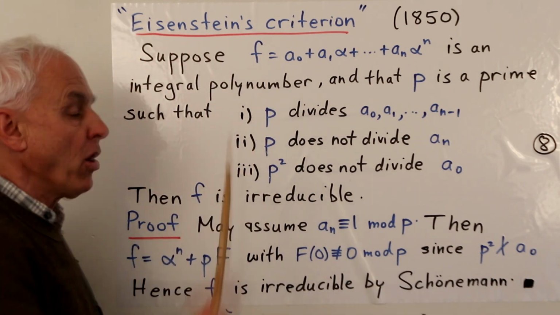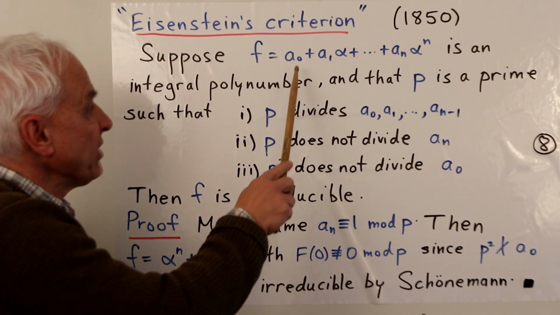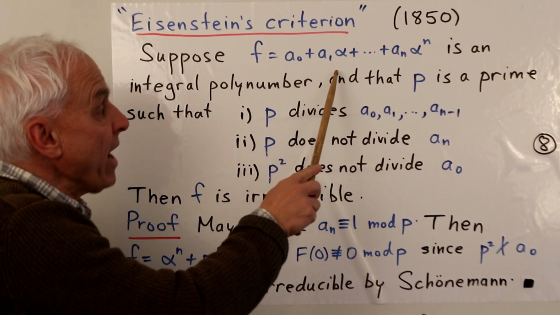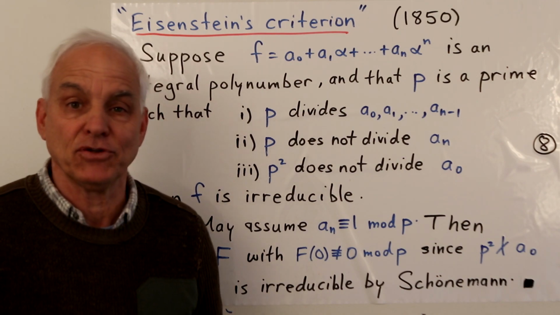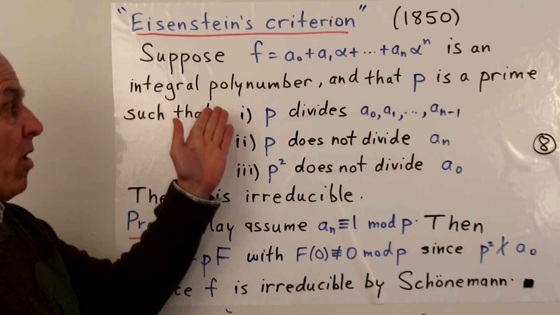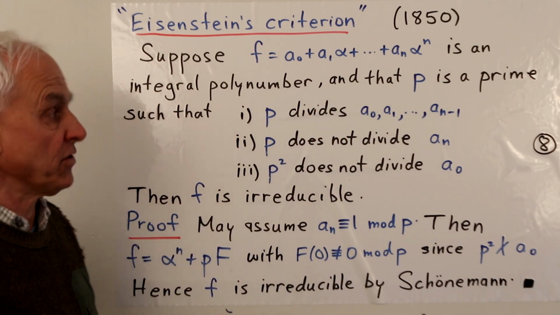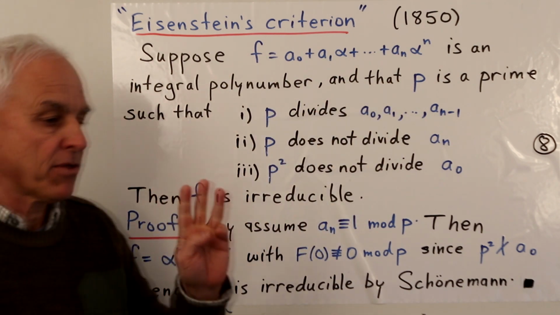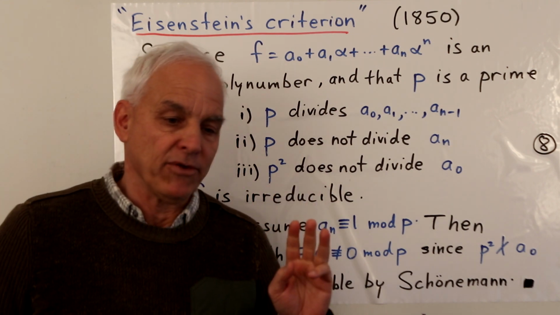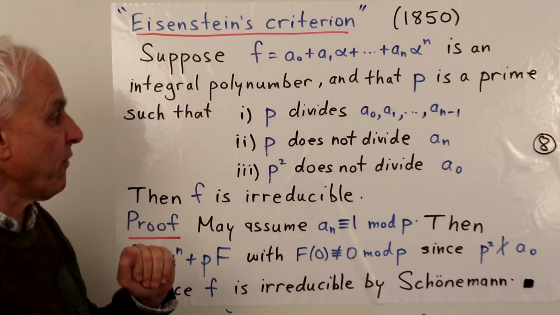We're given a Pauli number f explicitly as a0 plus a1 alpha plus all the way up to a sub n alpha to the n. And this is an integral Pauli number, so these are all integer coefficients. And we'll suppose that p is a prime that has three properties satisfied in relation to these coefficients.